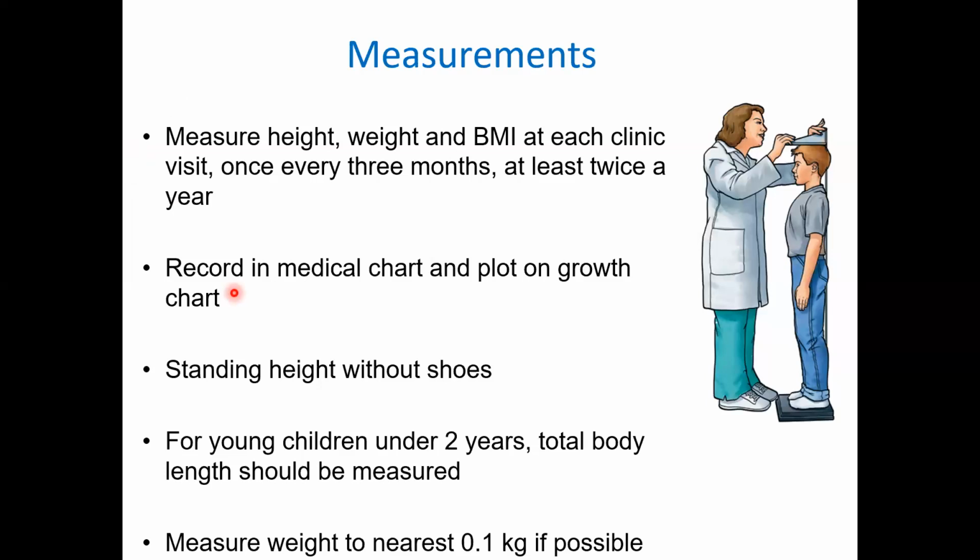When you're taking the height, remember to take the height without the shoes so that you get accurate measurements. And for children who are under 2 years of age, we need to take their length when they're recumbent, and the weight should be measured to the nearest 0.1 kilogram if possible.